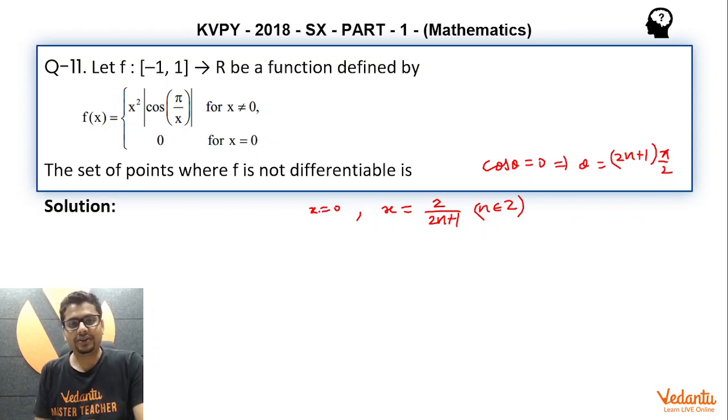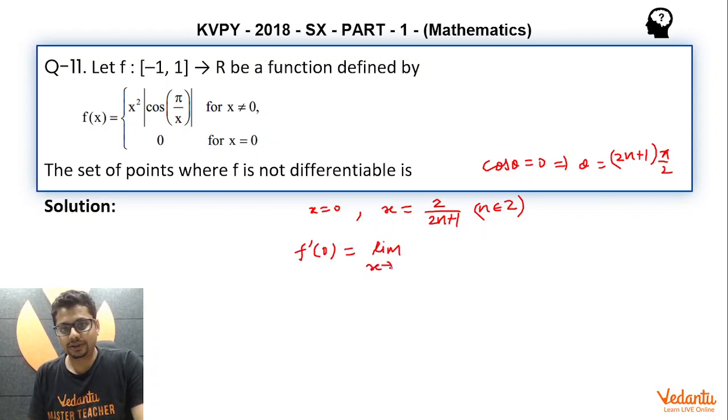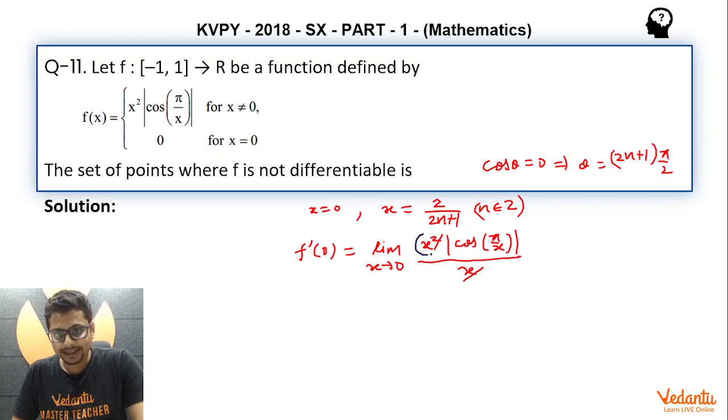So let's first check whether the function is differentiable or not at x equal to 0. So here f of 0 is anyway 0. So f prime 0, if at all it exists, would be what? Limit x tending to 0, f of x, which is x square mod cos pi by x, minus f of 0, which is 0, divided by x minus 0, so essentially divided by x. Now if you see carefully, this x is tending to 0. And what about this mod of cos pi by x?